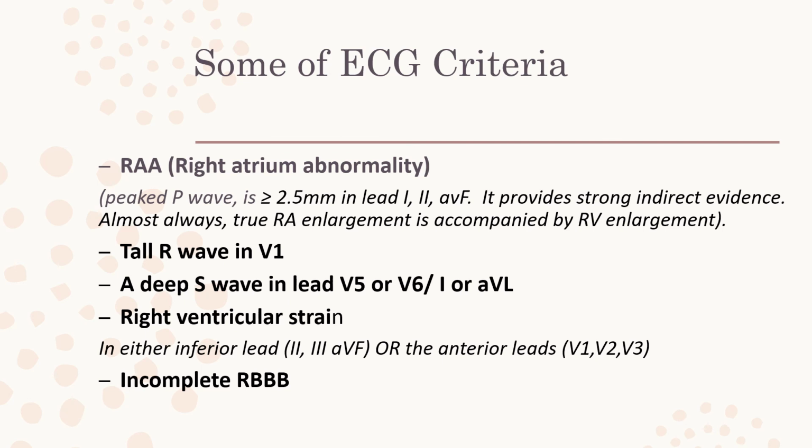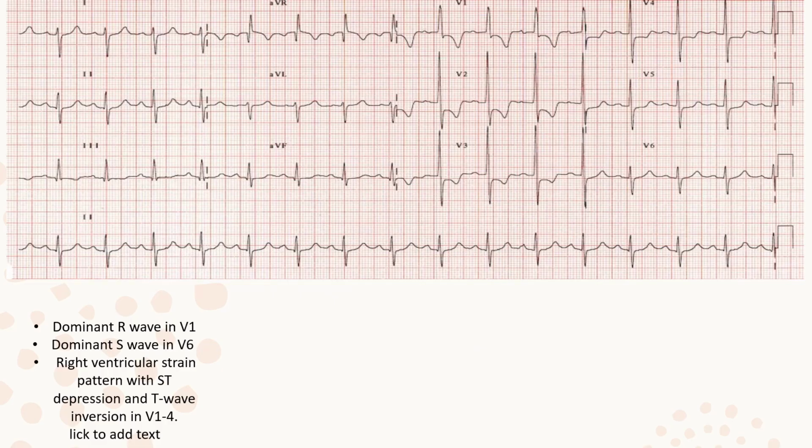That's correct. The other thing to look for is a very tall R wave in V1 and a deep S wave in leads V5, V6, or 1 and AVL. They could also have an incomplete or even a complete right bundle branch block. So the biggest thing that I look for is this tall R wave in lead V1. That's a pretty big sign.